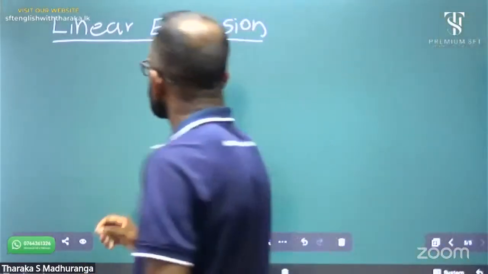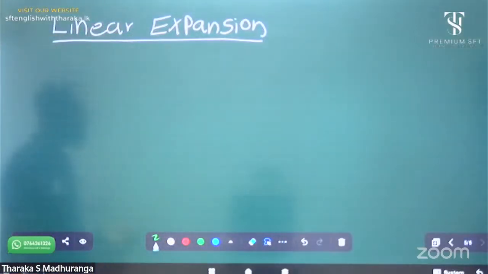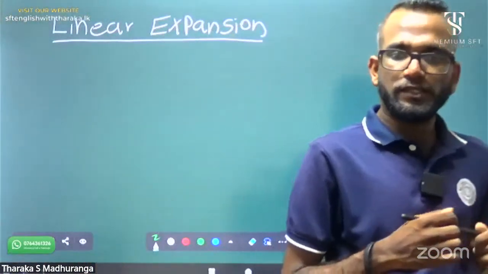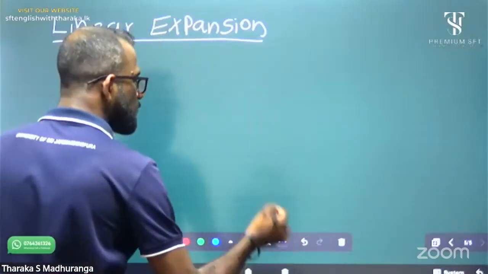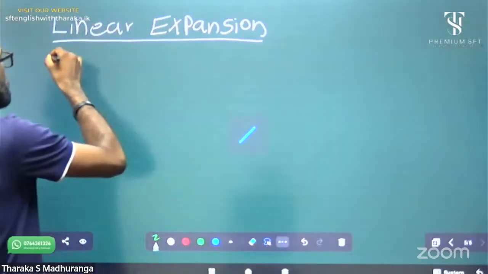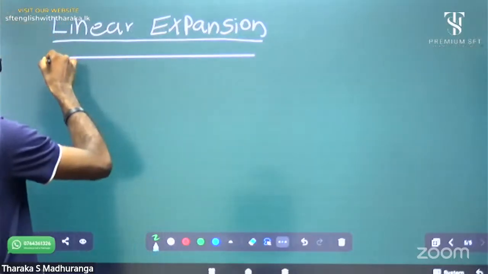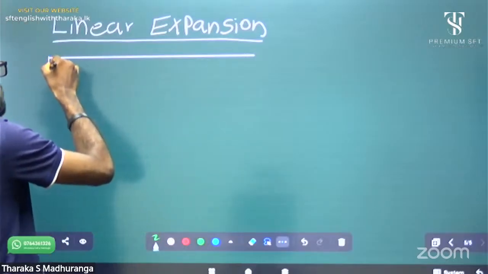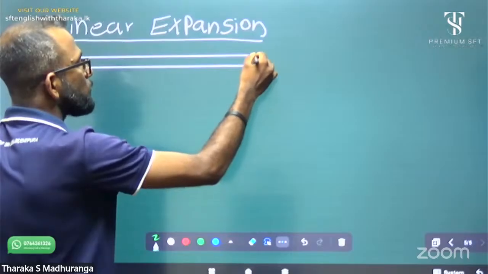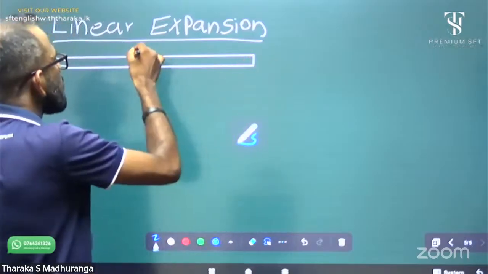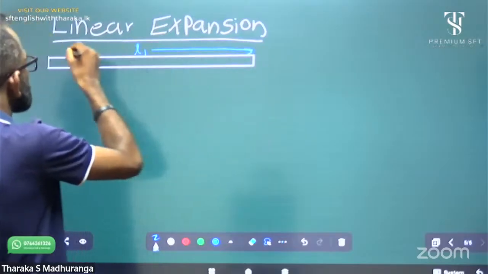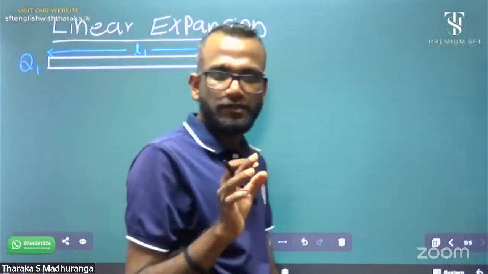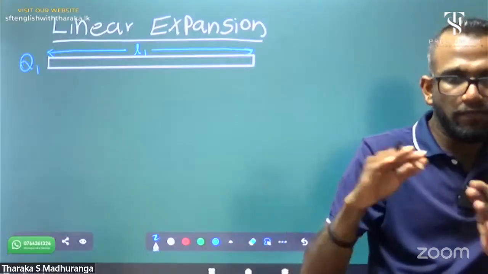Now, linear expansion. What's the meaning of linear expansion? Linear expansion means, while increasing the temperature of any substance, think of an initial temperature, theta 1. This is the length of any substance, the length of any rod, that we call L1, the initial length, at theta 1 Celsius. Theta 1 Celsius means room temperature or whatever initial temperature.